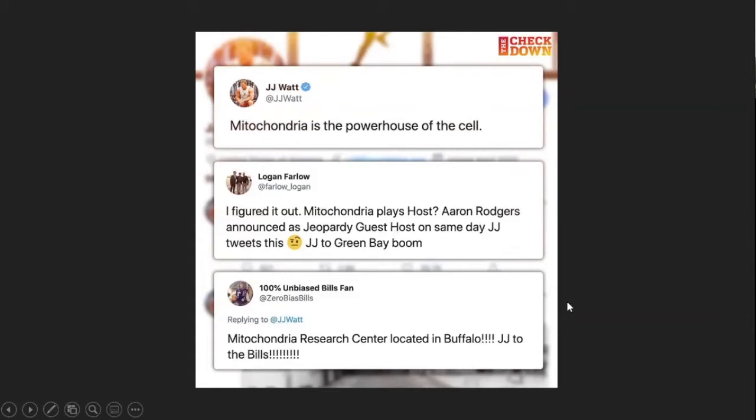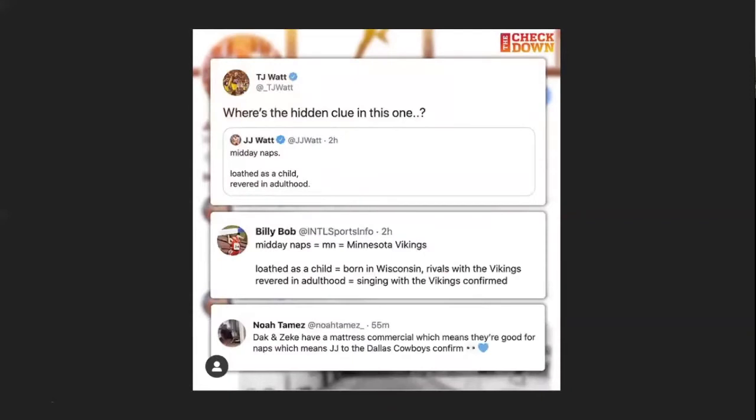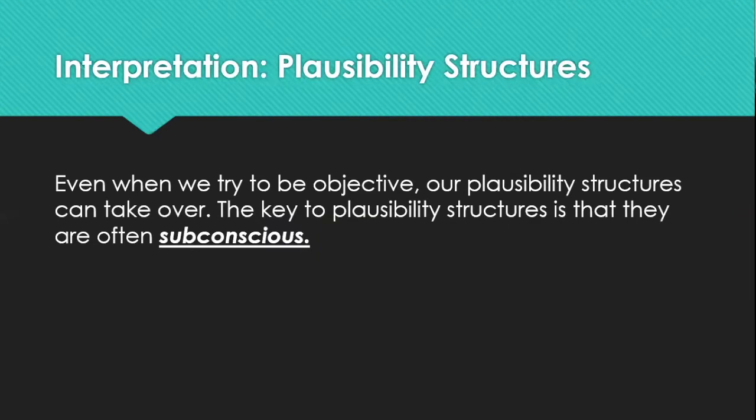The same way that Buffalo is going to look for a way to interpret this to make it make sense for Buffalo. Same thing for the Steelers and the Raiders and the Vikings and the Cowboys, because these people want the best for their football team. They know he's great for their football team. And so they're already going into it, interpreting it in that way.